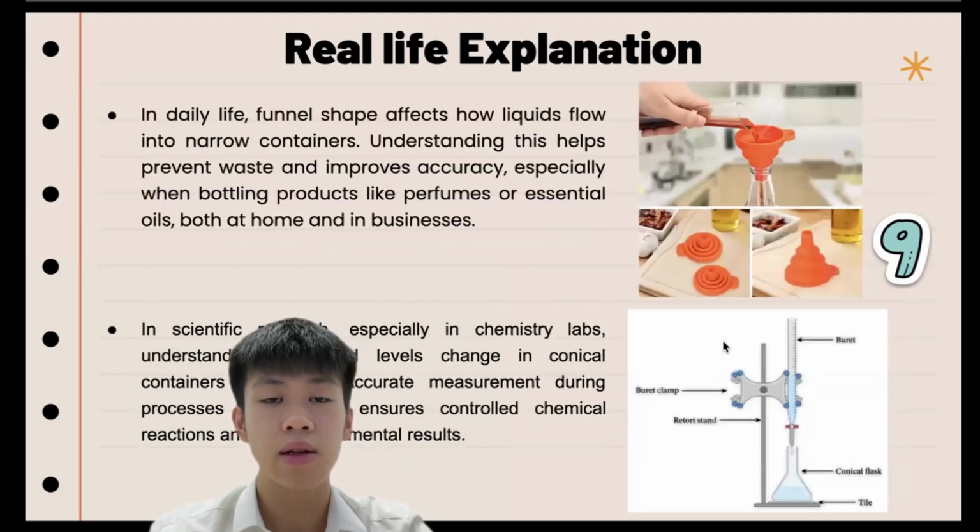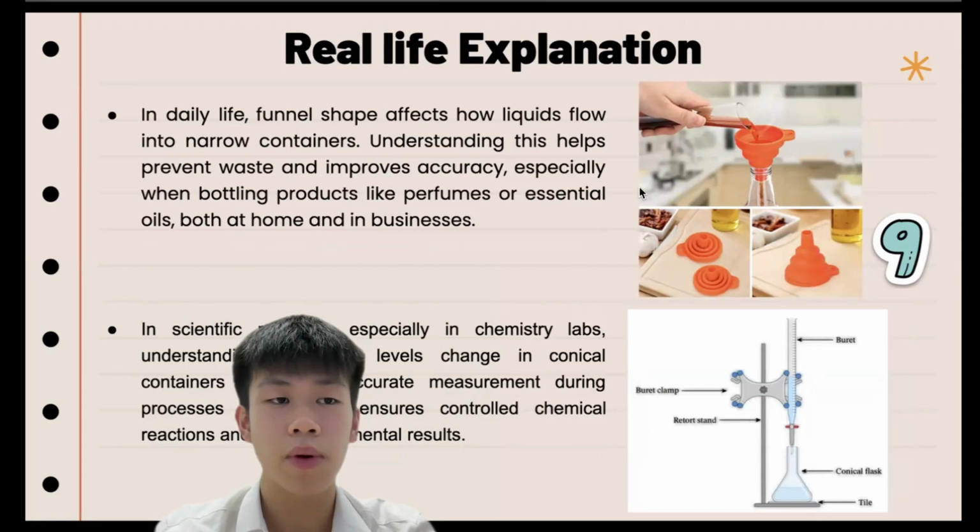Even in daily life, the principle from this problem can be applied. As an example, consider pouring liquids using a kitchen funnel into a narrow bottle. We frequently see that the rate of flow and the behavior vary with funnel shape. Knowledge of this process can help avoid waste of products in bottling of perfume or essential oils in both small and big businesses. Moreover, it enhances accuracy.